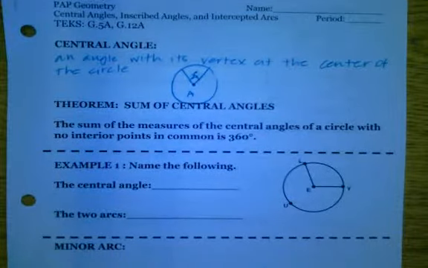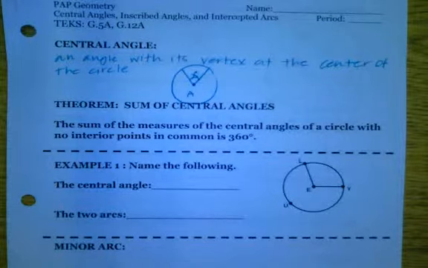Just like we talked about last time, there's 360 degrees inside of a circle, so the sum of the measures of the central angles of a circle with no interior points in common is 360 degrees. So all of your central angles need to add up to 360 degrees, just like all of your arc measures need to add up to 360 degrees.